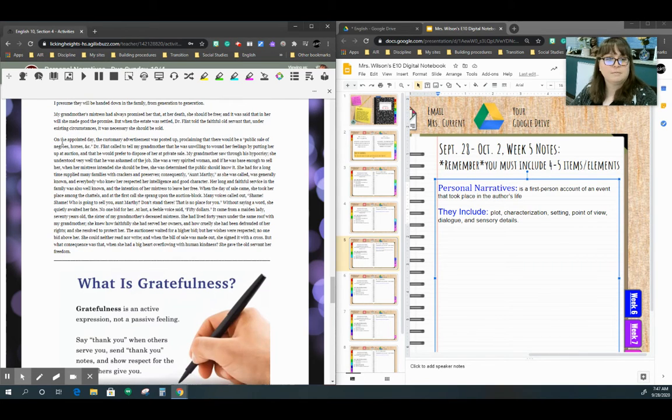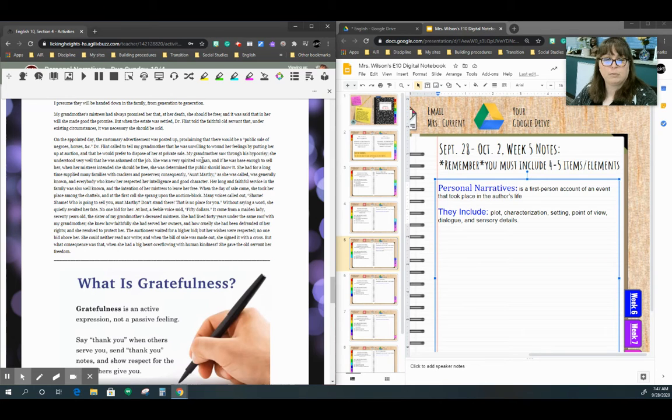On the appointed day, the customary advertisement was posted up, proclaiming that there would be a public sale of negroes, horses, and etc. And Dr. Flint called to tell my grandmother that he was unwilling to wound her feelings by putting her up at auction, and that he would prefer to dispose of her at a private sale. My grandmother saw through this hypocrisy. She understood very well that he was ashamed of the job.